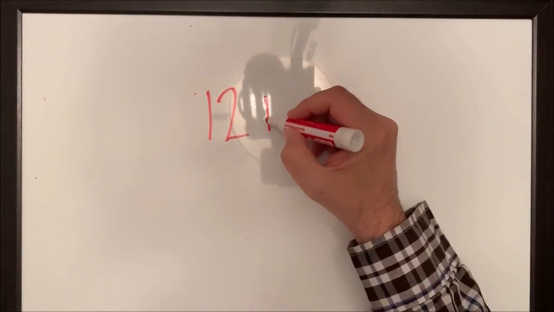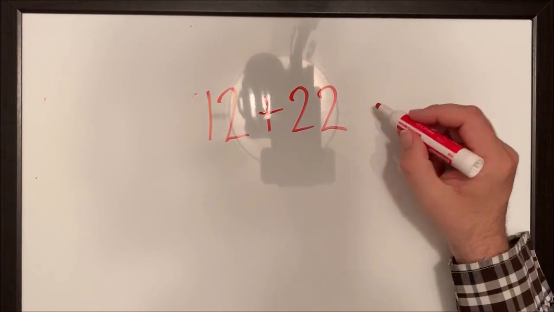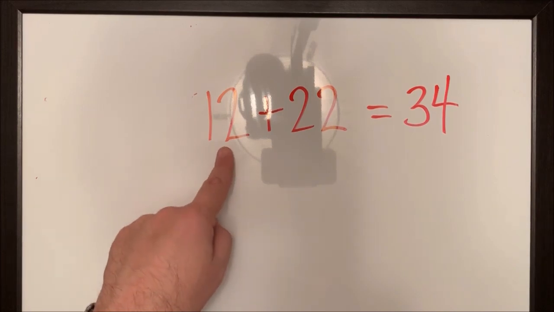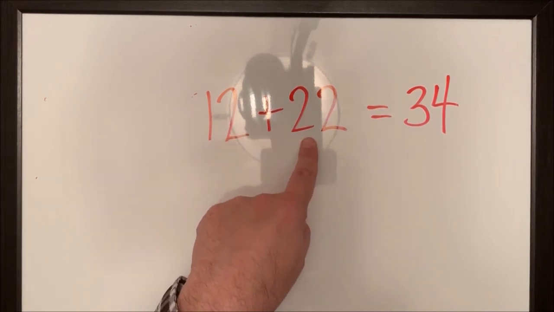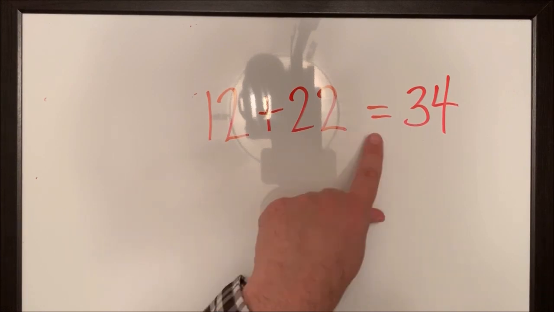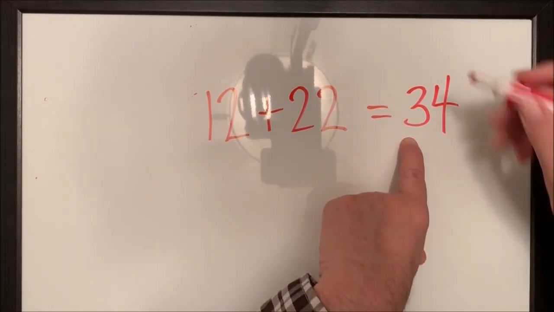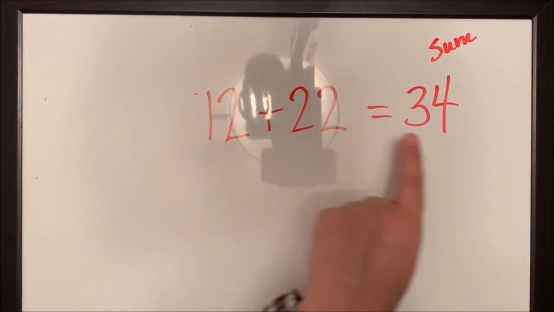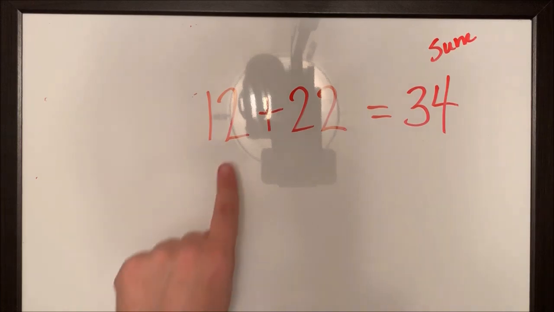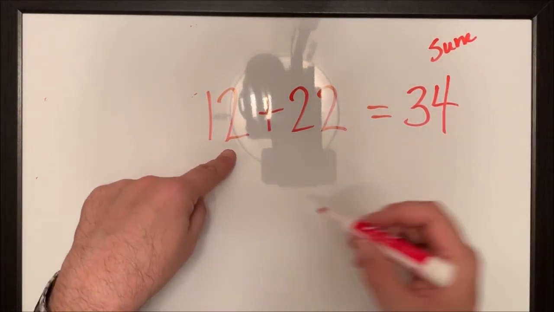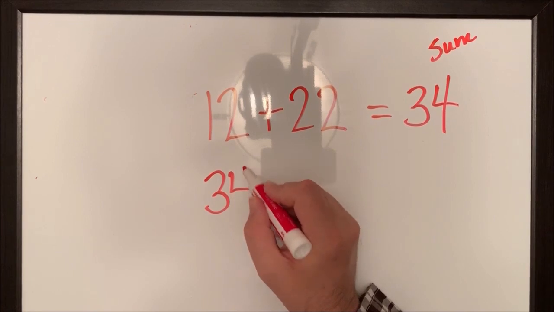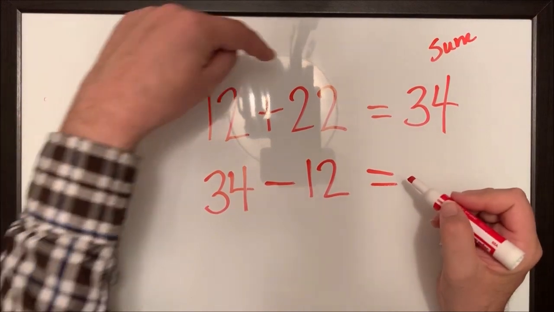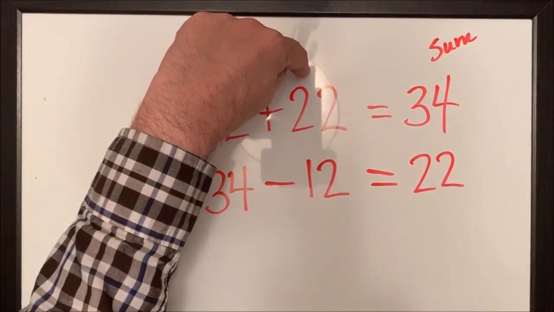12 plus 22 equals 34. So I have 12 apples. Mr. Priolo has 22 apples. Altogether we have 34 apples, which is the sum. I have 12, Mr. Priolo has 22, altogether we have 34. If I ate my 12 apples, I'm going to take the total number of apples that we have, subtract what I ate, and that will leave you with what Mr. Priolo has.